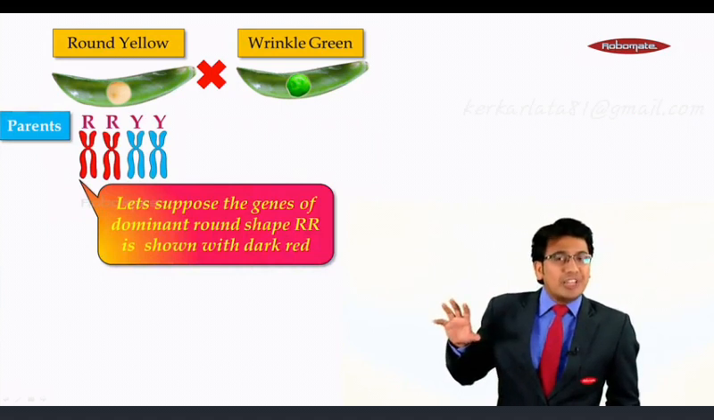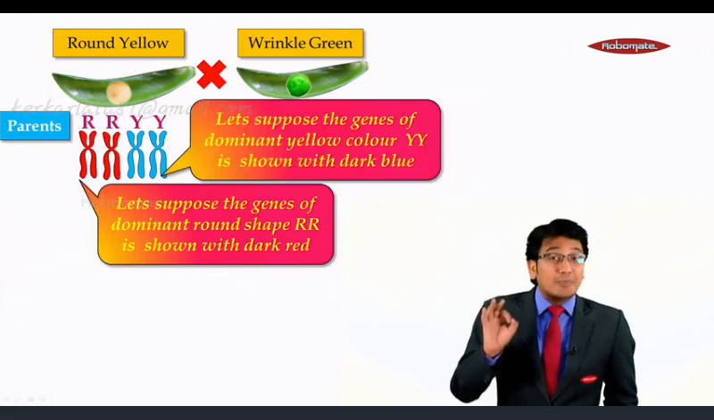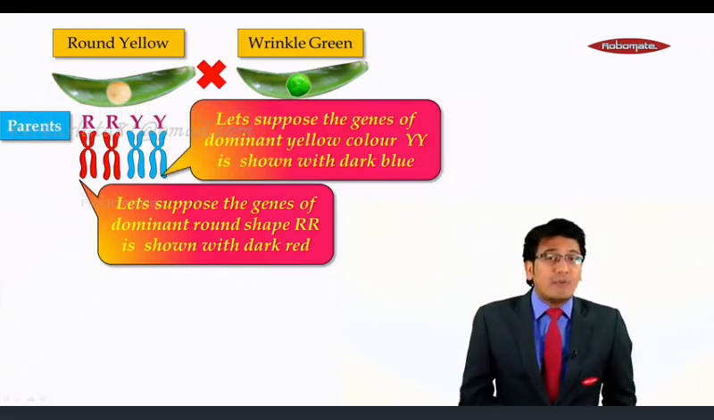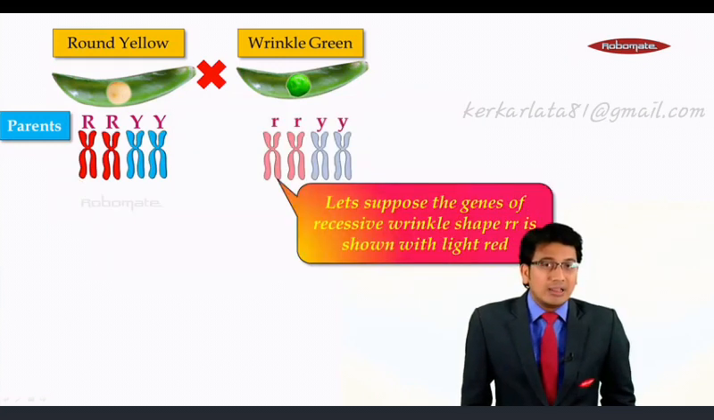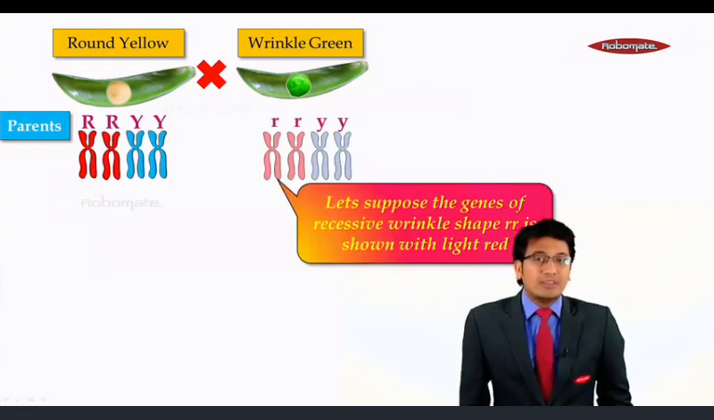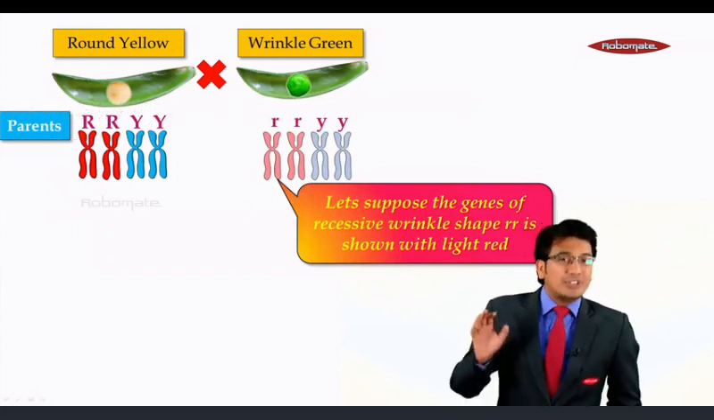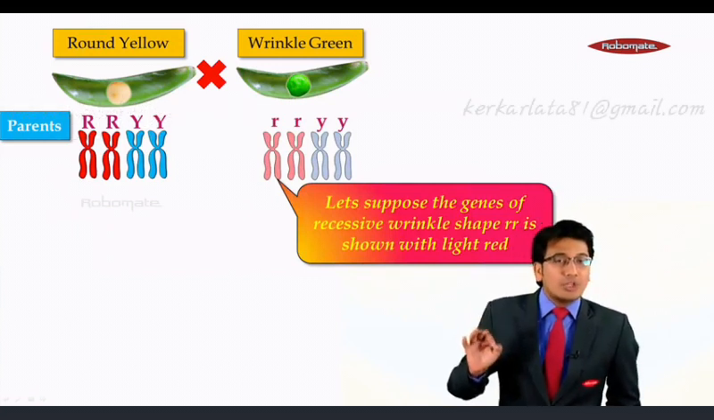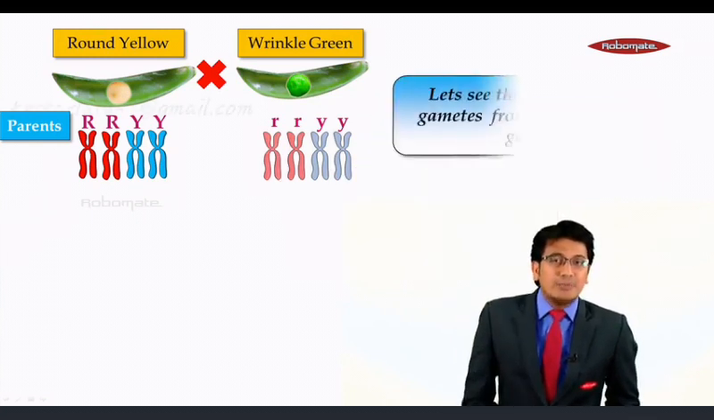Let's suppose the genes of dominant round shape, capital R, is shown with dark red, and suppose the genes of dominant color, Y, is shown with dark blue. It will be crossed with the recessive partner, which is small r, small r, small y, small y. Just suppose the small r is shown with light red and small y is shown with light blue.